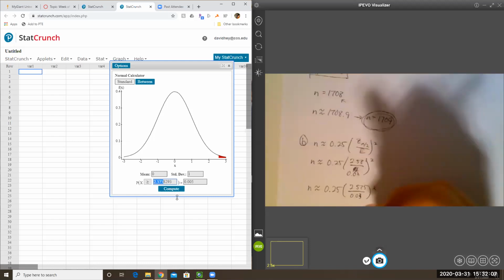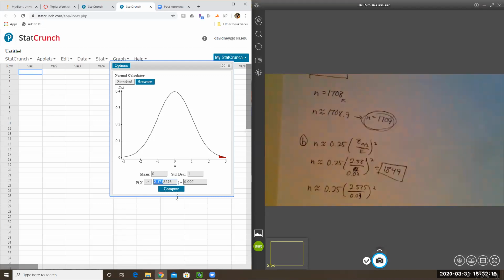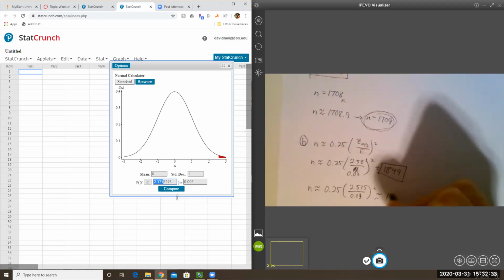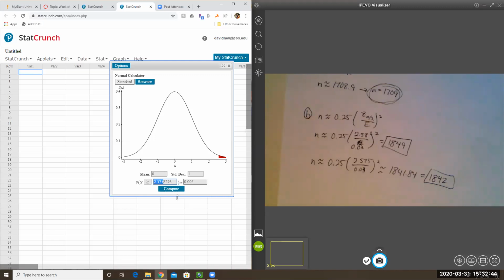Well, I get 1849 on the money here. The book is saying that you should get 1842. I bet that you get 1842 if you use this value. Let's see. So I'm going to replace the 2.58 with the 2.575. And yeah, you get about 1841.84. So when you round that to the next whole number, 1842, right? Just like the book says you should get.